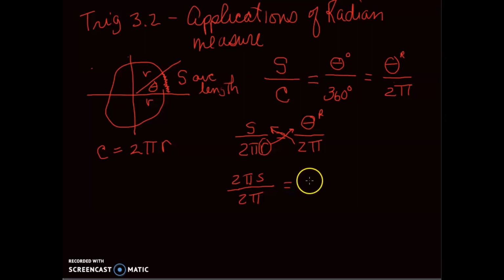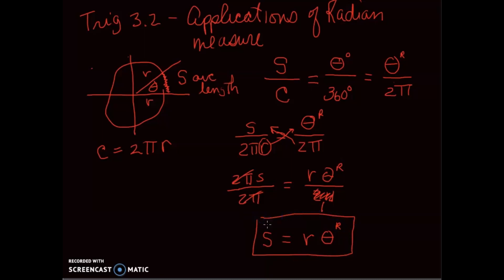And this is then r theta, theta in radians, and 2 pi. Oops, 2 pi has disappeared because we cross multiplied that. This is just a 1. But what cancels is the 2 pi here. So all we have left is s, that arc length, equals r times the angle in radians. And that's a nice little compact formula for arc length.